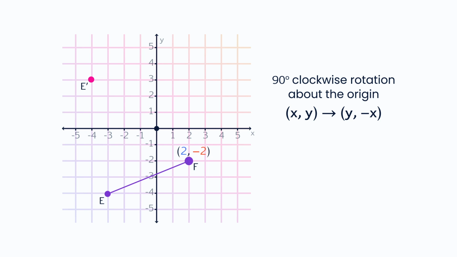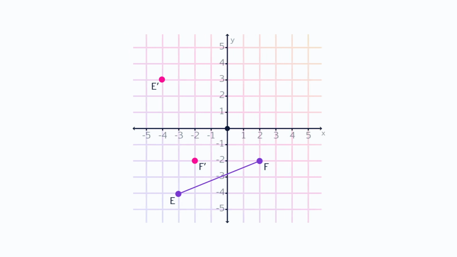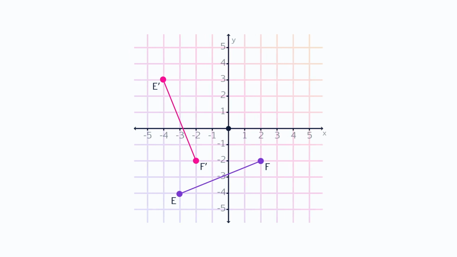Now for point F at (2, -2). In this case, x is 2 and y is -2. The new x-coordinate is y, so you get -2. The new y-coordinate is -x, which is -2. Finally, let's place the rotated point, labeled F prime, here at (-2, -2). The last thing to do is draw a line segment between the rotated points, like so.